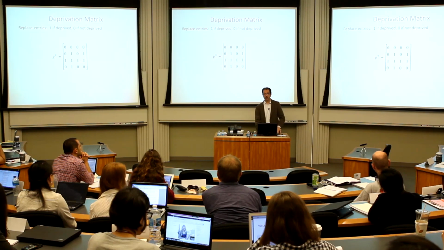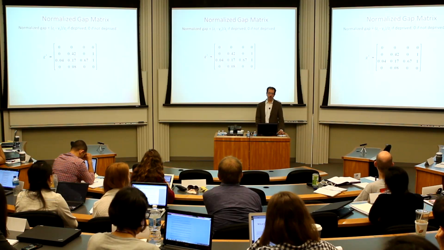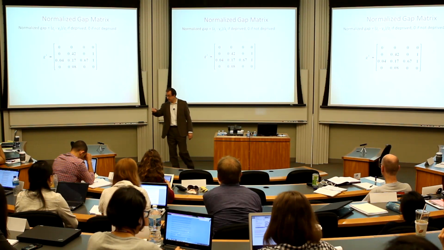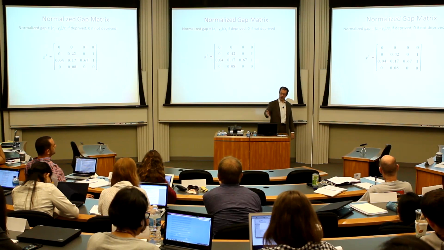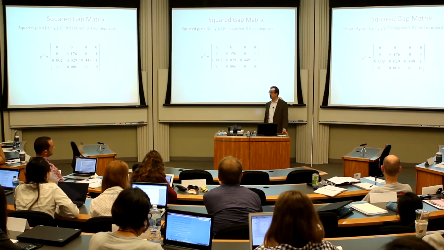Let's use this one, which is the normalized gap matrix. And it would say, with respect to its own poverty cutoff, if you will, or deprivation cutoff, how far below was it in that dimension as a share of that cutoff? And of course, this is what the numbers would be for all the people. Some are more deprived, some are less deprived. And we could square it if we were interested in really emphasizing the situation of the poorest poor.